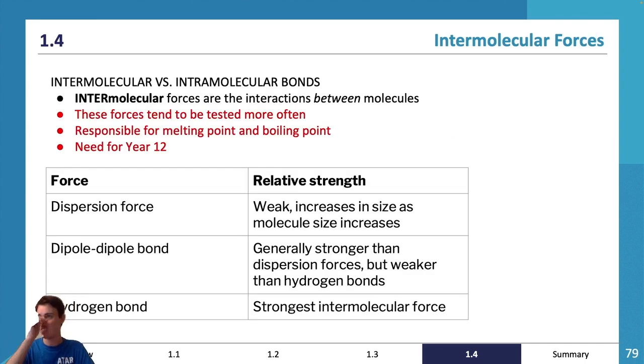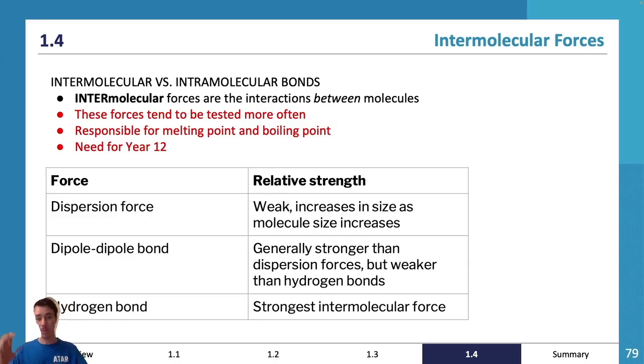So you need to know this for year 12. They are responsible for differences in melting and boiling point. These are forces that tend to be tested more often. So you have three different types of intermolecular bonds. Dispersion forces, dipole-dipole, and hydrogen. Now these go in strength order. Dispersion is really weak. Dispersion is in everything. Everything has a dispersion force.